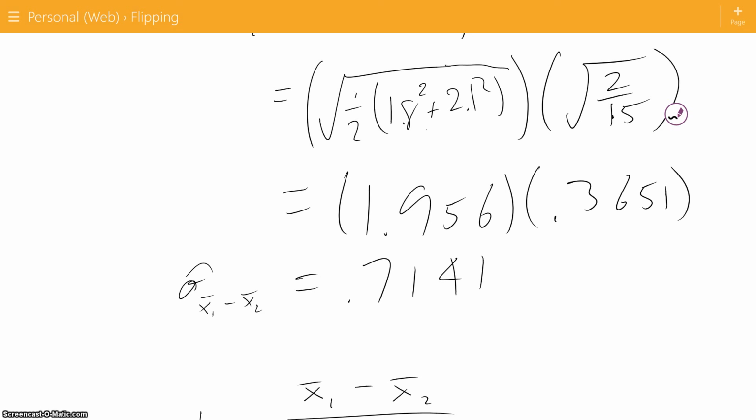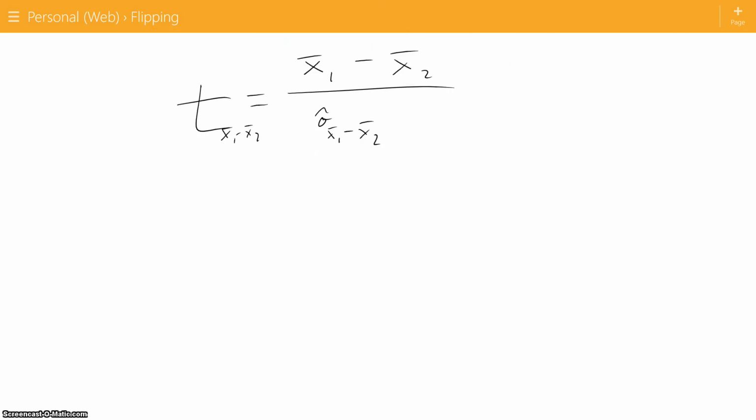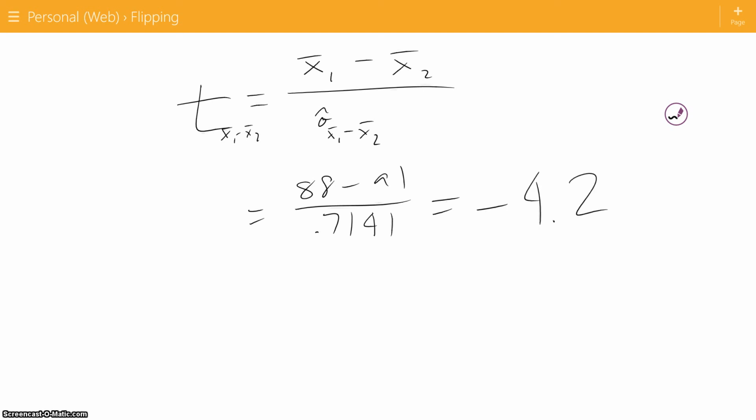Now that we've got that, let's get our t-score for the difference between these two means. And that is just simply going to equal x bar 1 minus x bar 2 over that standard error that we just found. So let's start plugging in. 88 was our first mean for group A, minus 91 over 0.7141. We just found that. We're plugging in there. And that should give us negative 4.20. So this is our t.